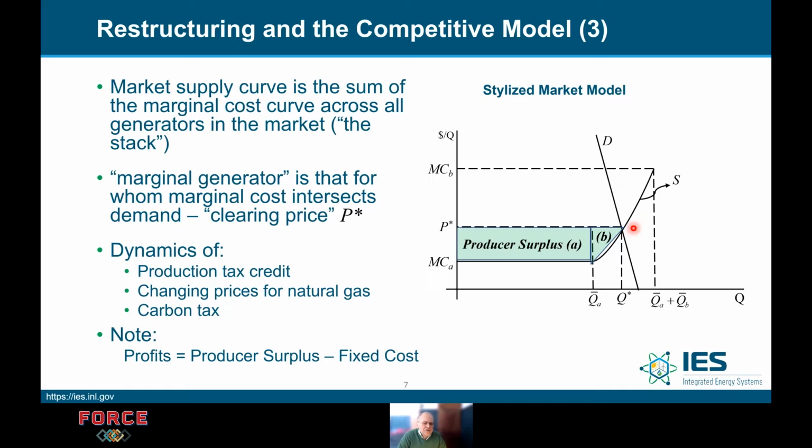We refer to this in economics as producer surplus, the difference between the price that clears the market and the marginal cost of a generator. For those generators that have large fixed costs, their producer surplus would be producer surplus A, and for those generators that have low fixed cost but high variable cost, their producer surplus would be surplus B. Producer surplus should not be confused with profits. Profits is simply that we take the producer surplus, the per unit profitability, multiply it across all the units of production, and then we have to subtract off the fixed costs.